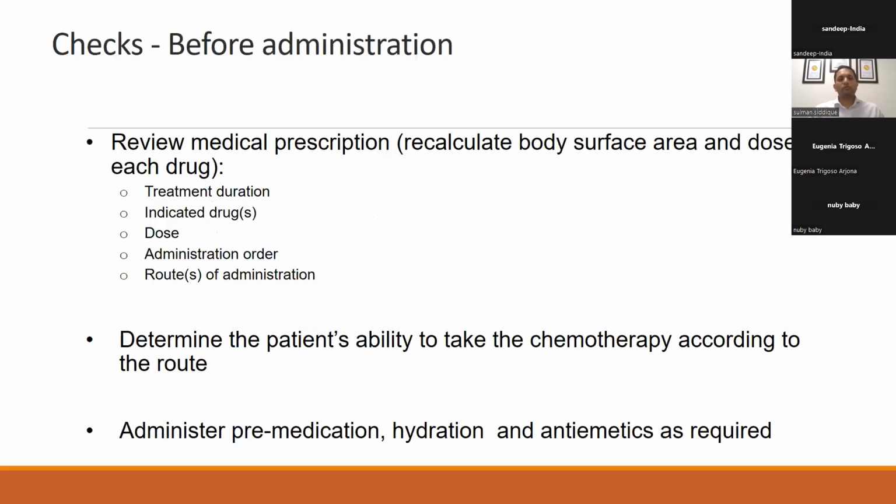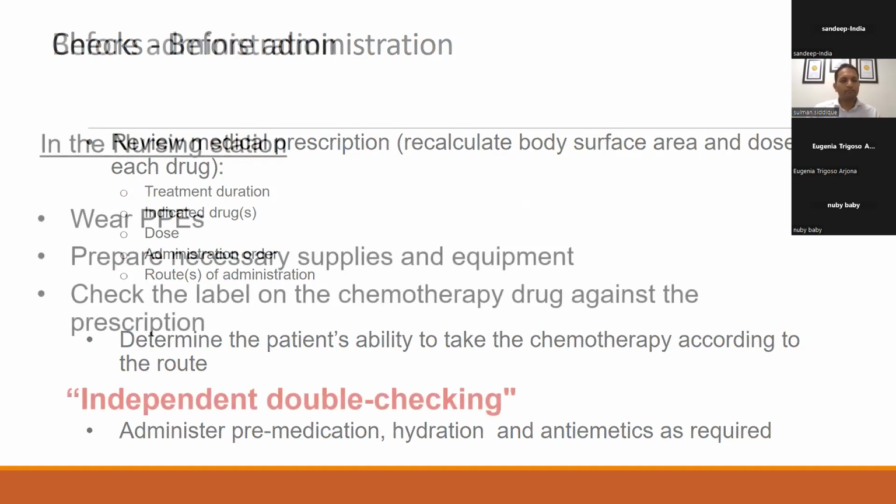Again, before administration, you should also check the medical prescription, recalculate body surface area and dose of each drug, and determine the patient's ability to take chemotherapy according to the route. Can the patient take this drug? I mean, if it is an oral drug and they have severe mucositis and are unable to swallow, then you should think about that. Administer pre-medication, hydration, and antiemetics as required. So these checks should be done pre-administration.